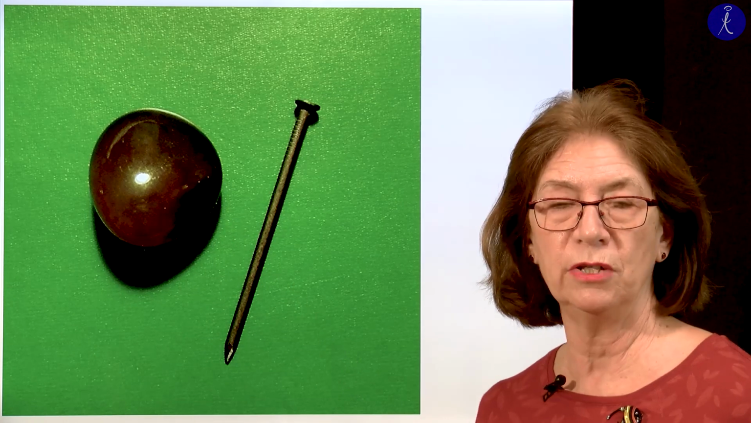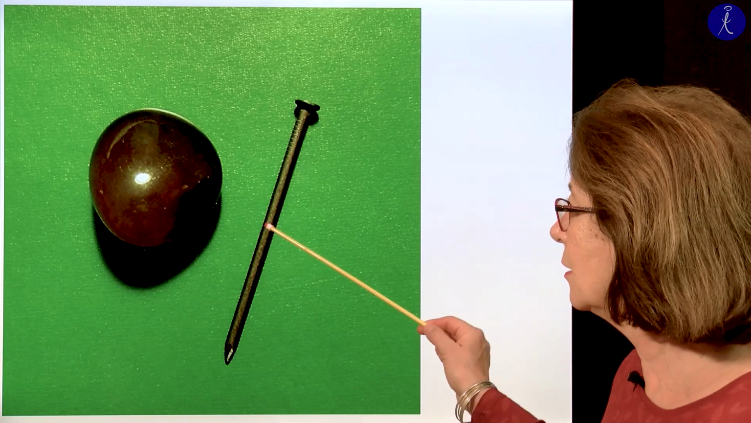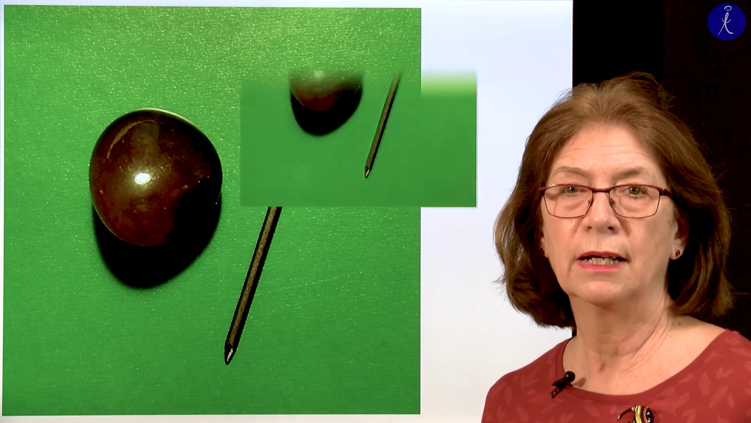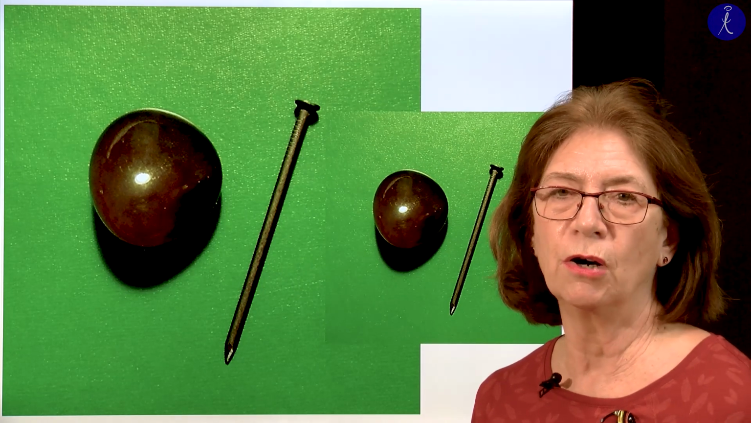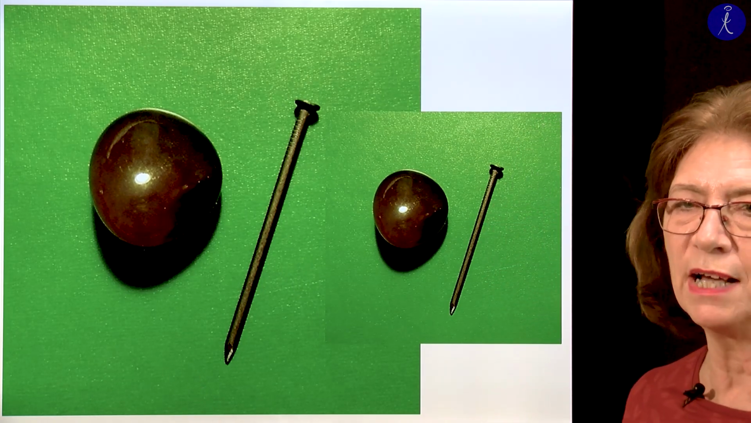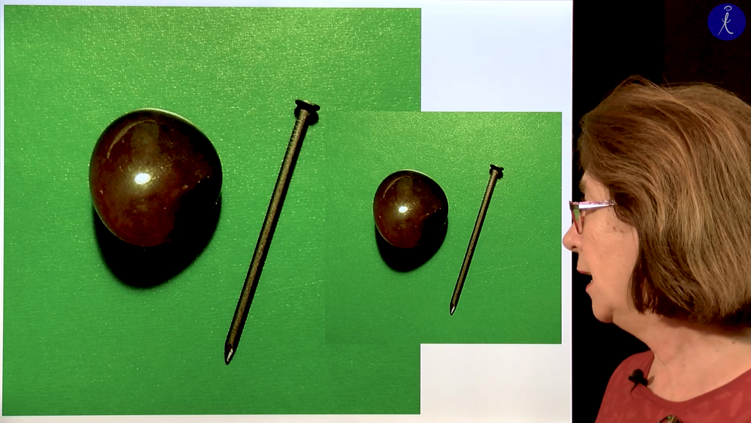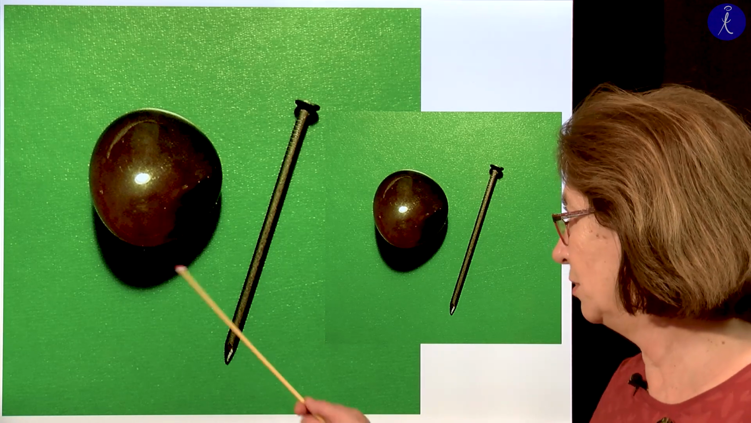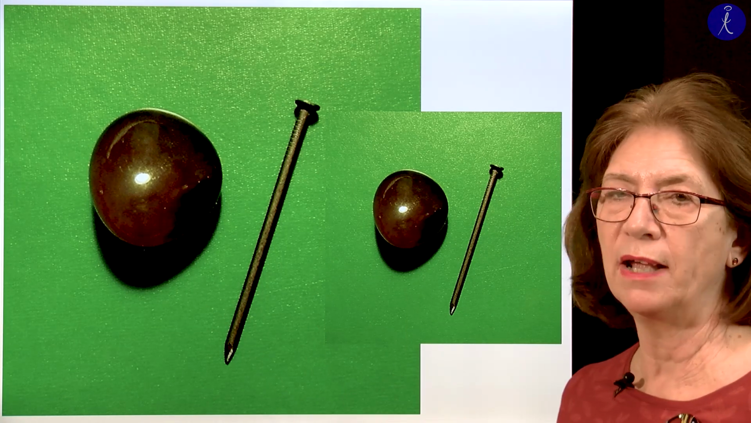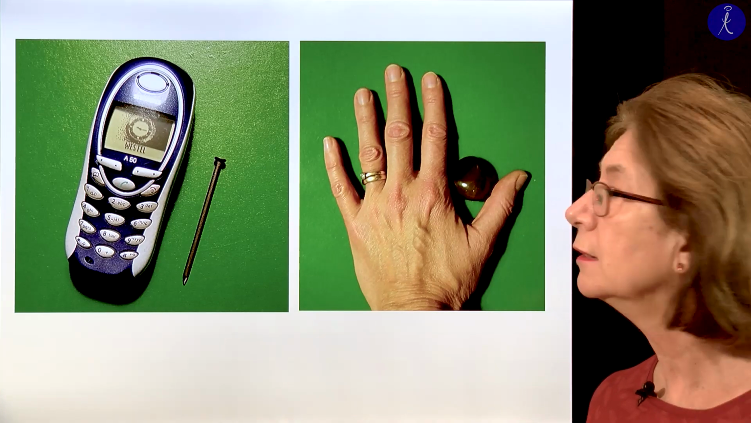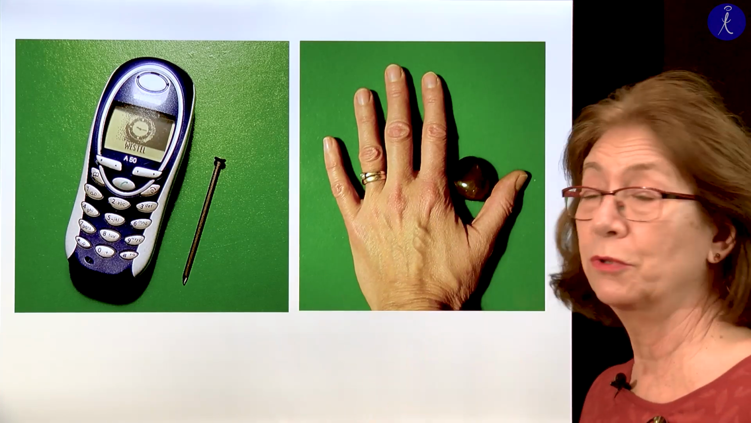If you put them next to each other, then you know that the nail is twice as long as the stone, right? But you still do not know how big they are. They might be both big, or they might be both small. And in order to find out how big they are, you have to compare it to something that you know how big it is. So that's my hand. This photo is about 20 years old.